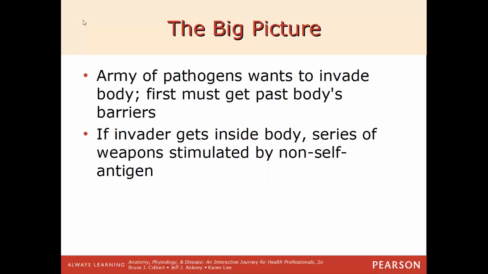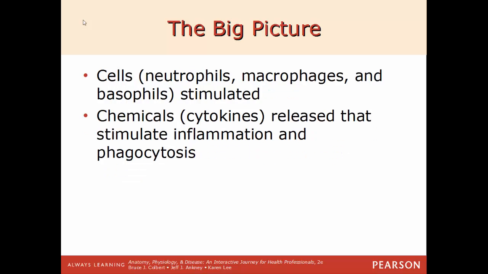Alright, so here is the big picture when it comes to the immune system. There's an army of pathogens who want to get inside your body and make you sick. In order to do that, they must get past the first line of defense, the first barriers. If the invader gets inside your body, a series of weapons are stimulated because that pathogen is a foreign particle. It is not of your own body. A variety of cells, including neutrophils, macrophages, and basophils, become stimulated. Certain chemicals are released, cytokines, that will stimulate the inflammation and the phagocytosis.